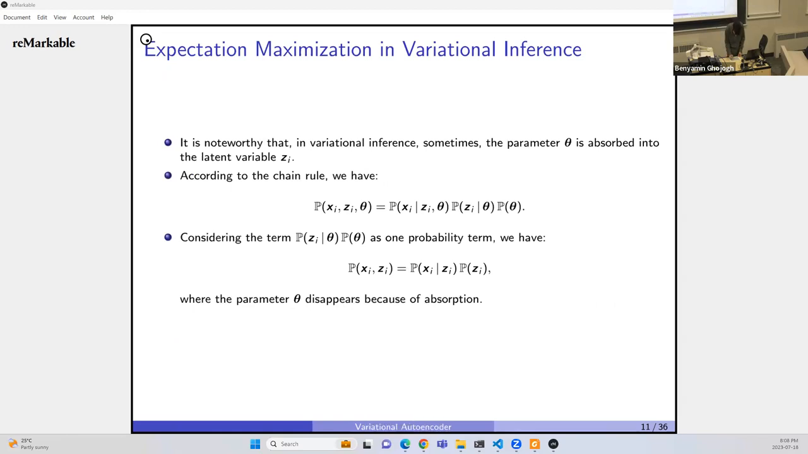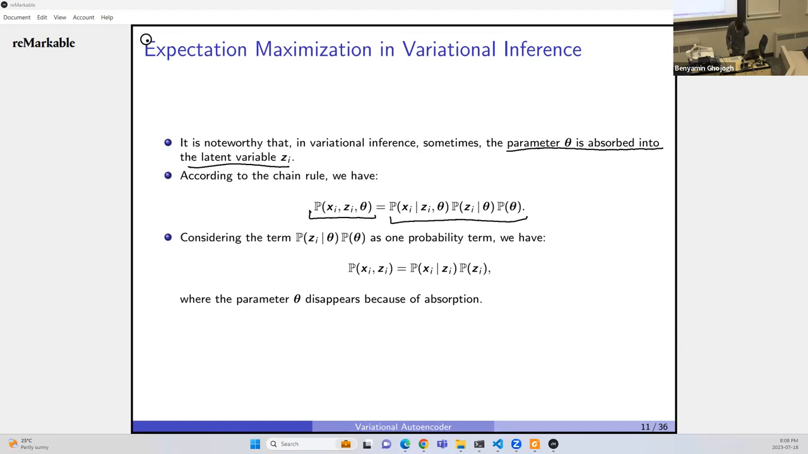Sometimes the parameter theta is absorbed into the latent variable zi. Then how can we, so we have P of xi, zi and theta, right? According to the chain rule in probability, we can write it in this way, P of xi given zi and theta, P of zi given theta, and P of theta.